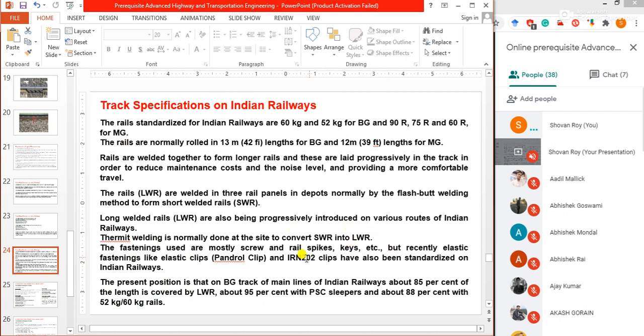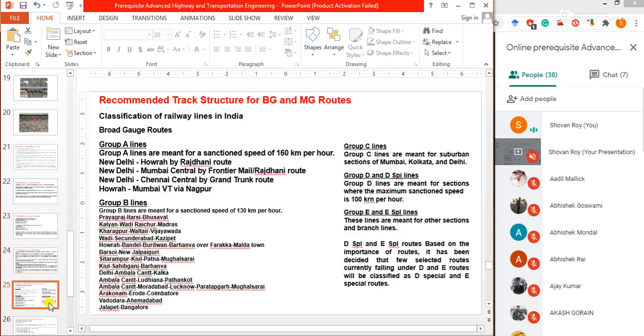Recently elastic fastenings like elastic clips, pandrol clips, and IRN 2002 clips have also been standardized on Indian Railways. Same things regarding clips and these rail lines we will come to after one or two classes. Okay, gradually we will cover all the things. Next, after these railway specifications, there is the recommended track structure for broad gauge and meter gauge roads.